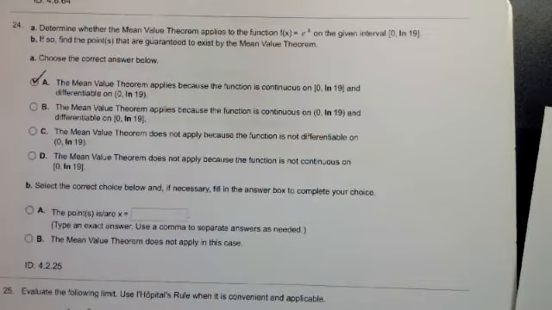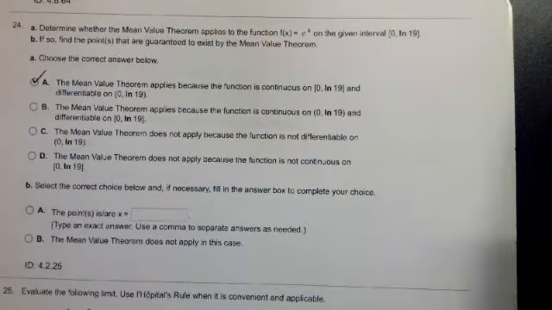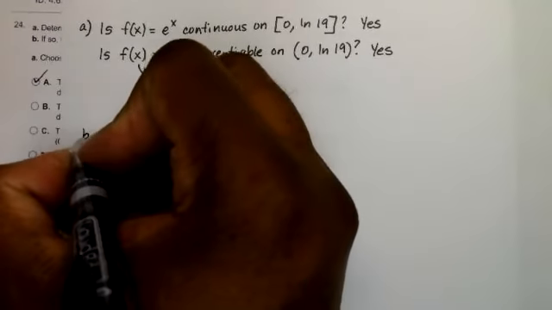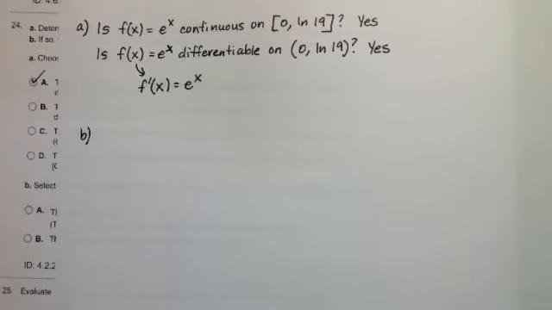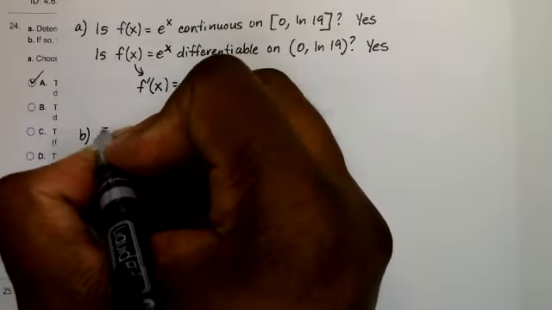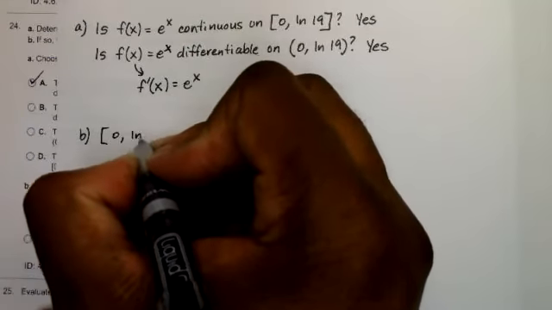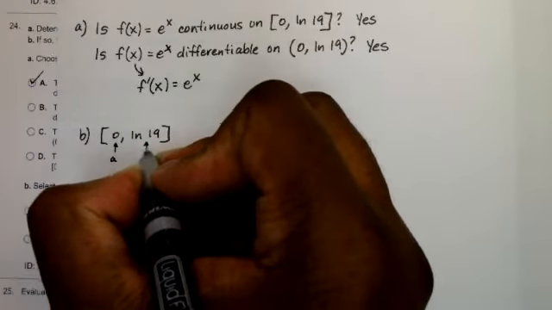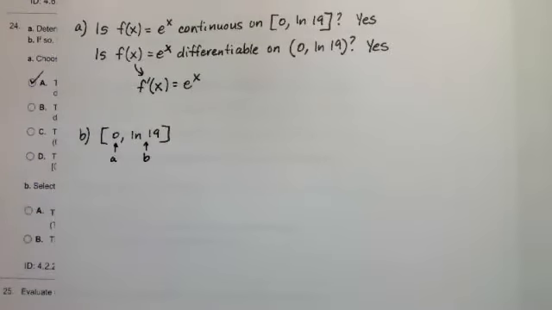And then we can answer part B. Find the point or the points that are guaranteed to exist by the mean value theorem. All right, so in this case here, let's first find out what f of A is and f of B is going to be. Since we have the closed interval 0 to ln of 19, A is 0 and B is ln of 19.